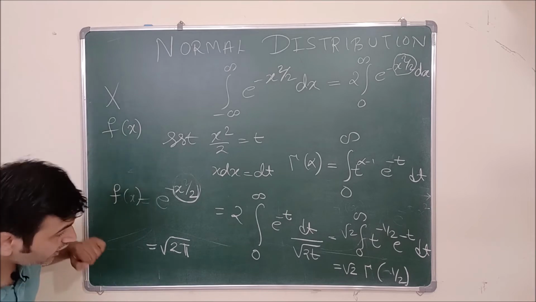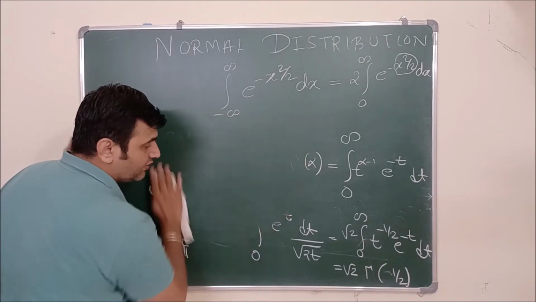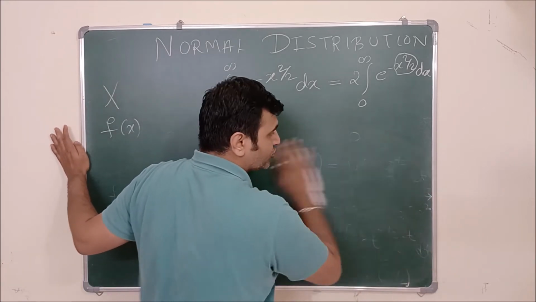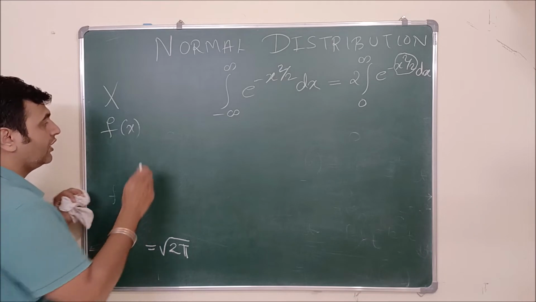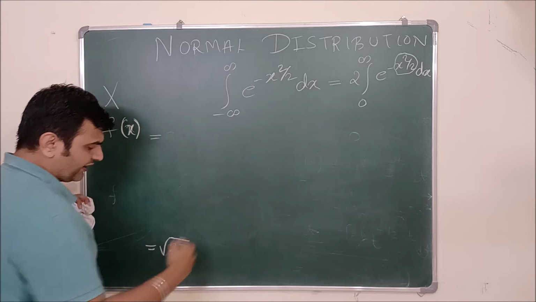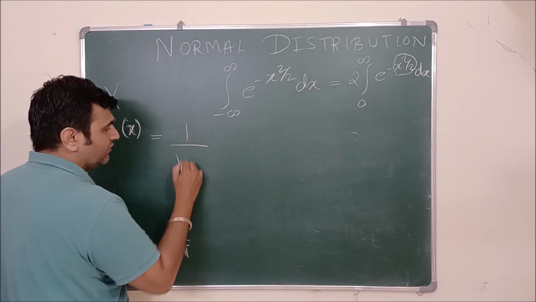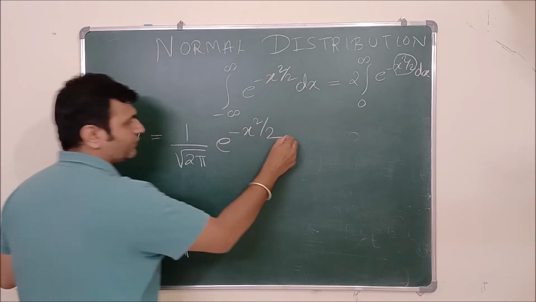It is not 1. So if I want to make this a probability density function, what modification should I do for this function? What you do is you define your PDF by dividing by root 2 pi. So 1 upon square root of 2 pi e raised to minus x square by 2.